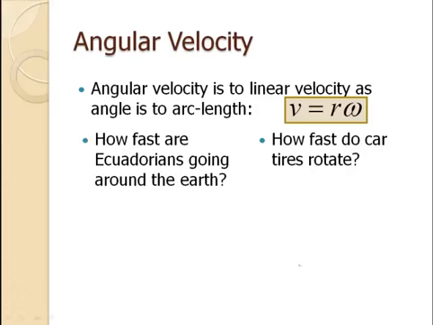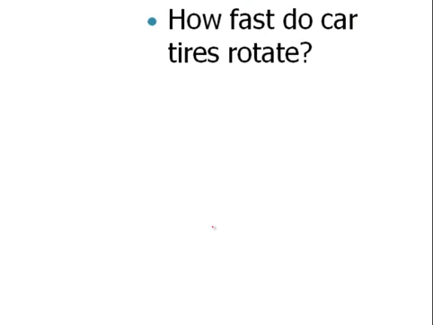One more example. Let's talk about how fast our cars are rotating. That is, how fast the tires in our car are rotating. There are lots of variables in this particular problem. I'll make up a few things.